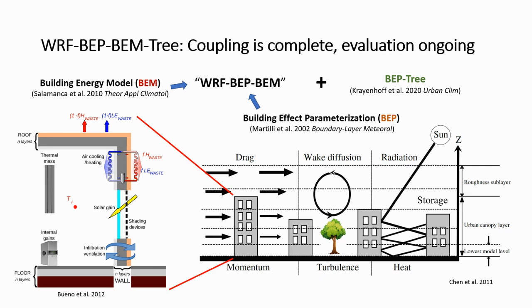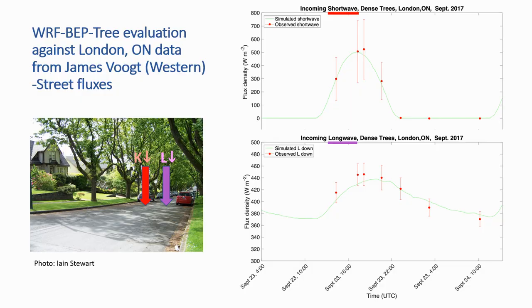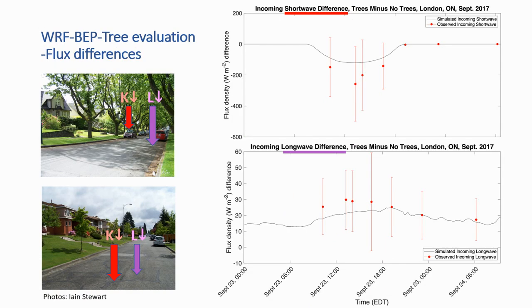I'm going to show you some of the model evaluation we've done so far, basically on the results that Austin just presented. So these are from Jamie Voogt at Western. Essentially what we're looking at here is the fluxes on the road surface, spatially averaged, of shortwave and longwave in a tree covered neighborhood. And we can see we're capturing the shortwave and the longwave reasonably well. When we look at the differences relative to the low tree case, okay, so here we're comparing a high tree case and essentially a no tree case or sparsely treed case.